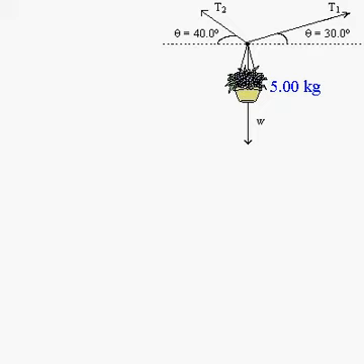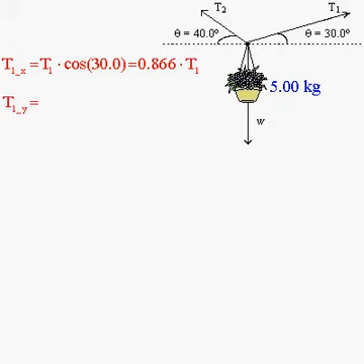So we might as well first go ahead and break each vector up into its x and y components. Well, let's start with T1. The x component of T1 is given by the magnitude, T1, times the cosine of the angle, 30.0 degrees. That gives us 0.866 T1. The y component of T1 is the magnitude once again, times the sine of the angle. That gives us 0.500 T1.